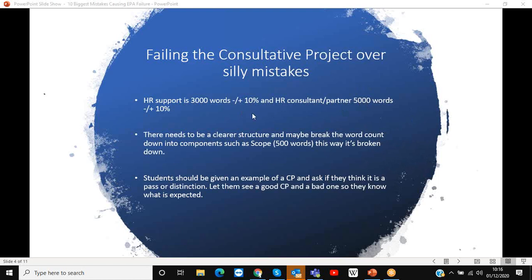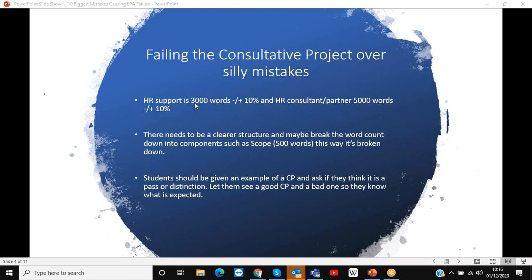One of the ways that they can do that is to have a clear structure, and maybe break the word count down into different components, such as a scope could be 500 words, and so on and so forth. And like that, the consultative project is broken down. So I believe we have done a template now, whereby there's a clearer structure for the HR support and HR consultative projects, where everything's broken down in our resources pack.